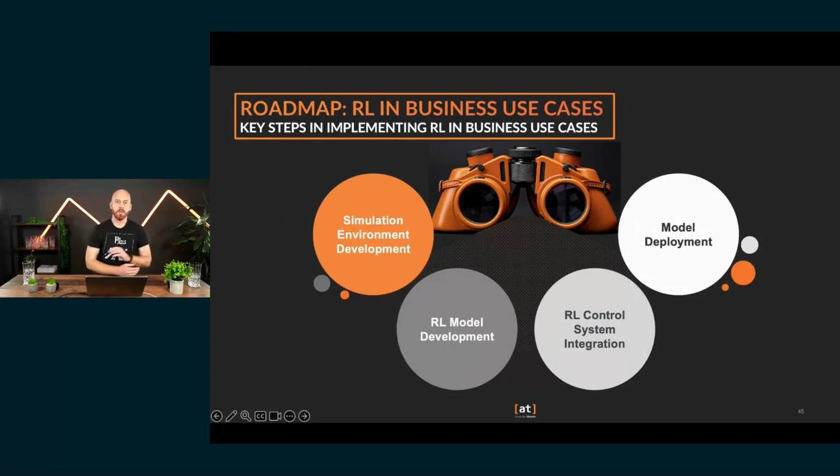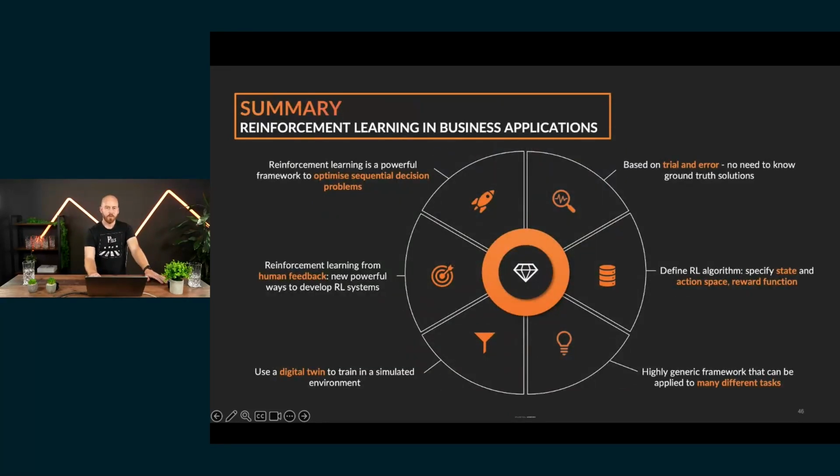So here, a quick overview of the roadmap. Like Philipp said, we have the simulation environment. When we have modeled a digital twin, we can train the reinforcement learning agent in the safe environment before we release it to the real-world system integration, where we will apply it in your real-world scenarios. And then, of course, this model needs to be maintained and deployed over time, when it is retrained, etc.